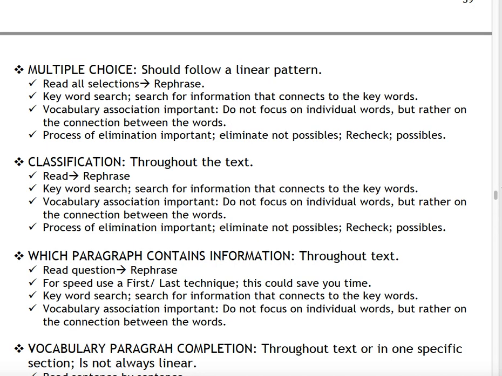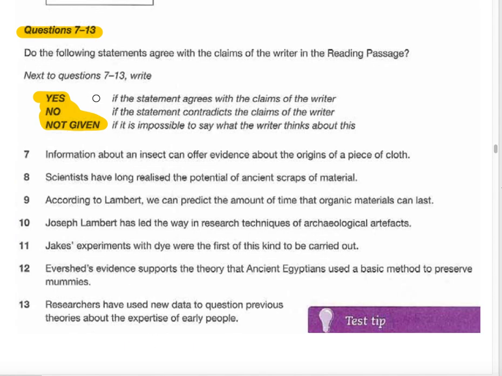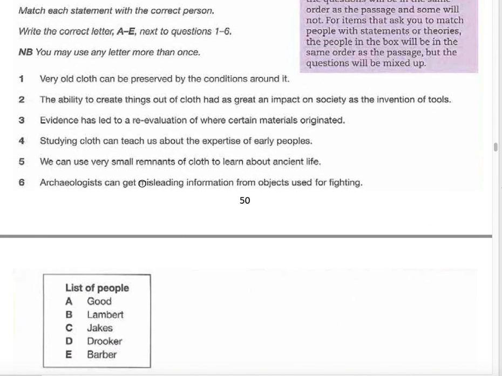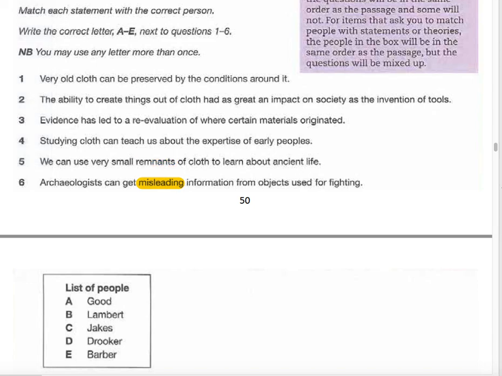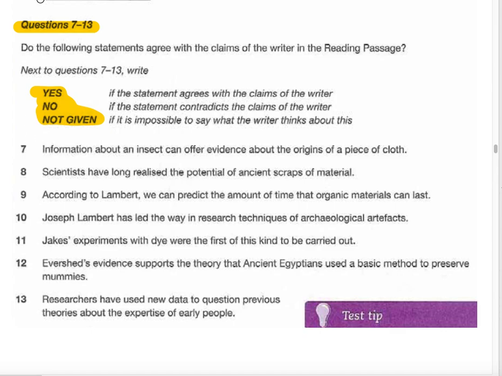So, our guide again, going back to the classification, well, it says it's a keyword search. Most of these questions are, we need to match the keywords. So here, actually going back, misleading was a keyword, for example, remnants, ancient life. So we need to connect those keywords, okay? I will illustrate more. Same thing for the yes, no, not given questions.